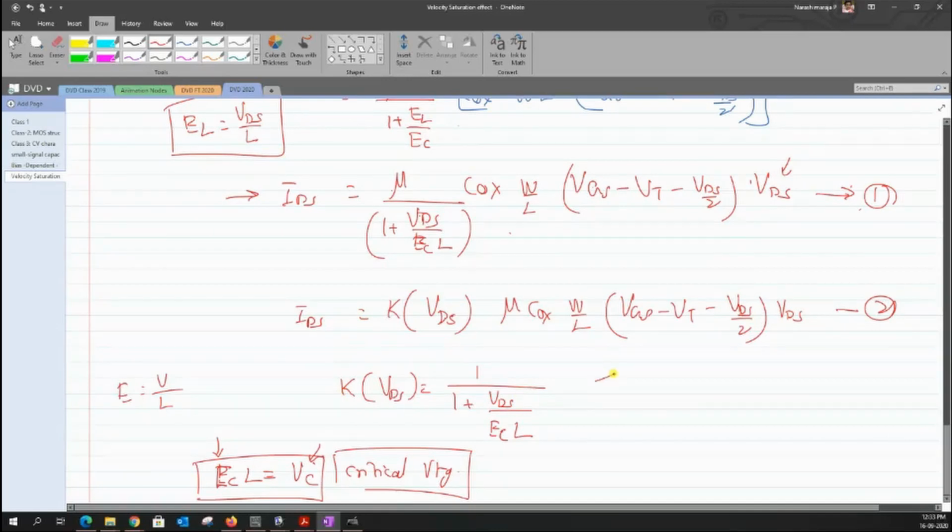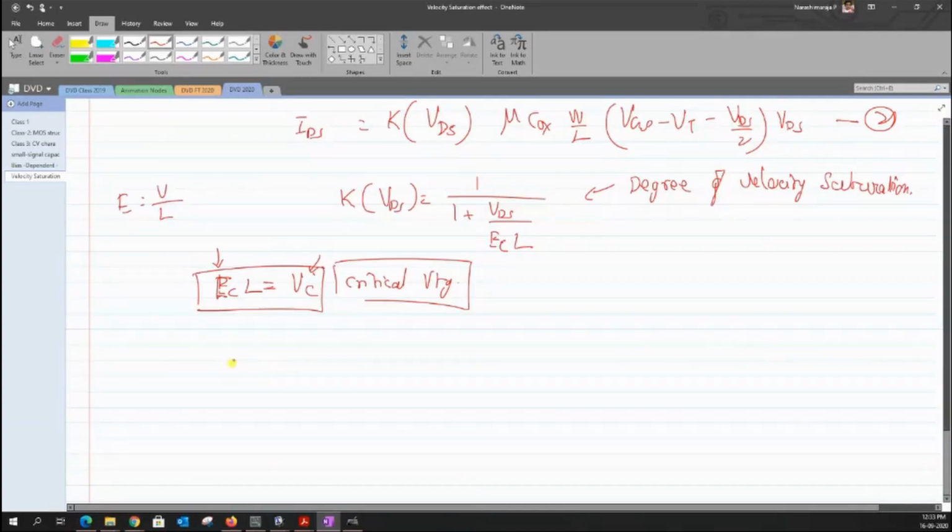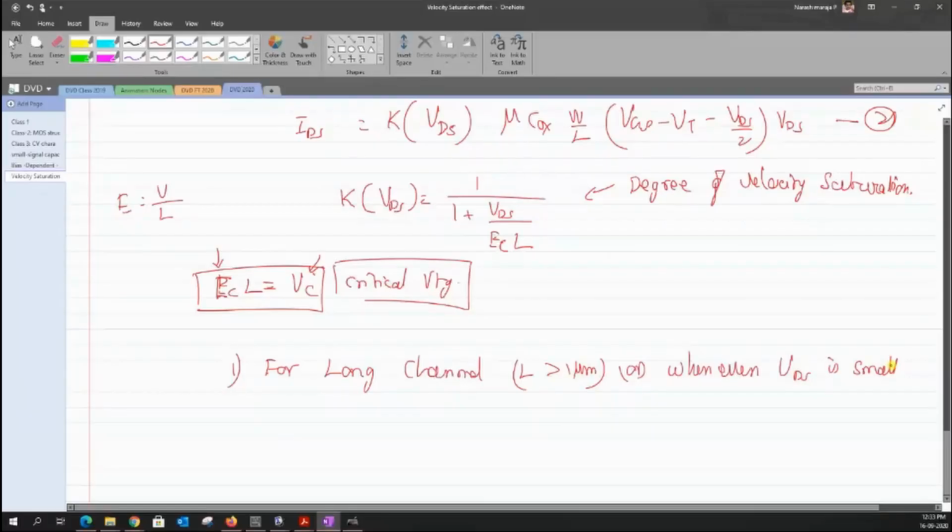Now let us talk about this kappa of VDS. This kappa of VDS has a special meaning: it measures the degree of velocity saturation. Whenever we are dealing with a long channel device, by which I mean the length of the channel is much greater than 1 micrometer, or whenever the value of VDS is small, like 0.1, 0.2, or 0.3, what happens to this kappa of VDS? We'll talk about both these quantities.